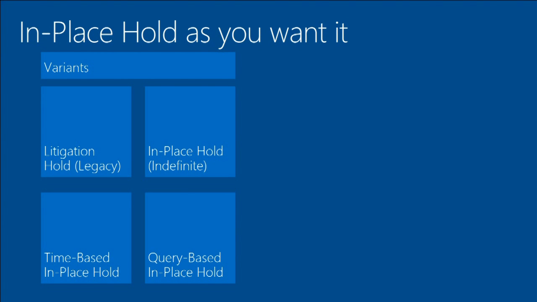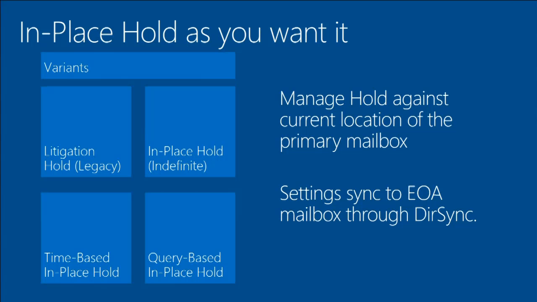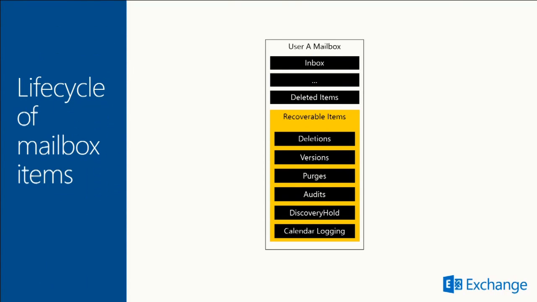Also, we have query-based hold. So it's the same hold, but you can do 3 different types of hold. With the query-based hold, you can specify keywords, sender, recipient, and so on, and you can place only those items on hold. So the good thing is you're going to manage this hold against the on-premises mailbox using the on-premises tool. Once you create that hold, everything on-premises, as well as the cloud-based archive, is going to be placed on hold. Very transparent. DirSync will synchronize that.